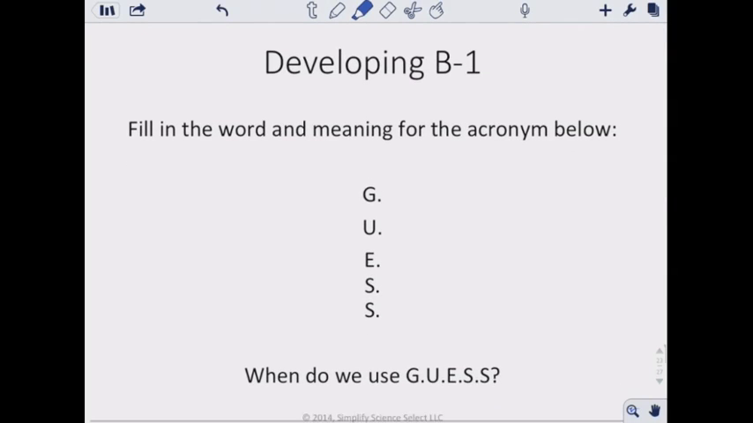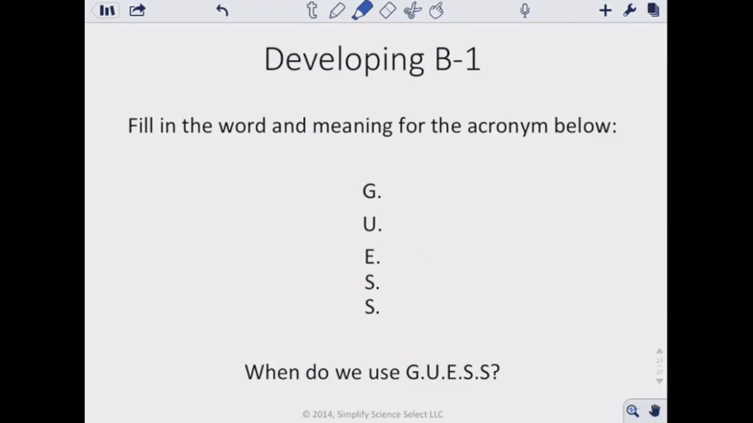So fill in the words and meaning for the acronym below. GUESS, which we just did, stands for given, which is the information provided, unknown, what you're solving for, equation, write the equation with no numbers, substitution, put the numbers in the equation, and then solution, solve for the unknown. When do we use GUESS? Whenever there is a calculation involving a formula, we want to use the GUESS method.